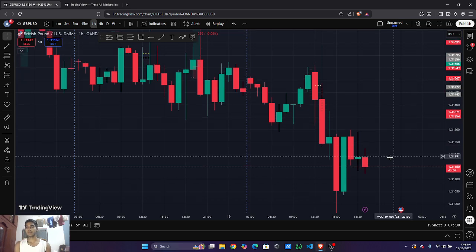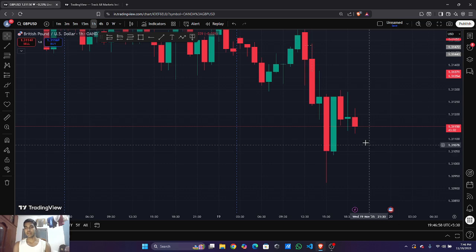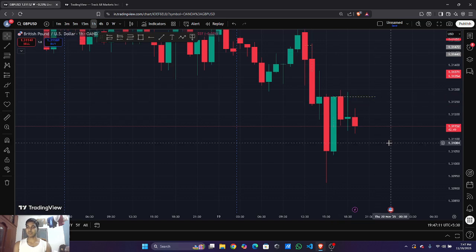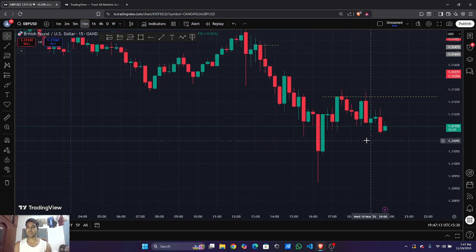1 hour is bearish. Okay, so this is a very strong candle, but it didn't continue for the upside. So this isn't looking good to trade, but we'll mark the levels and see what we can do.